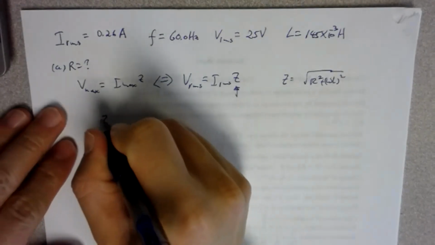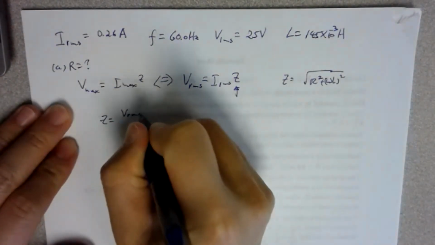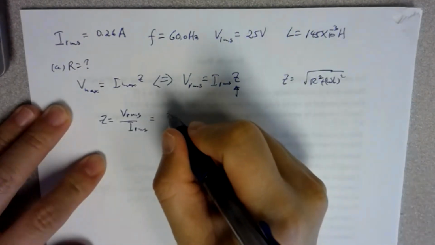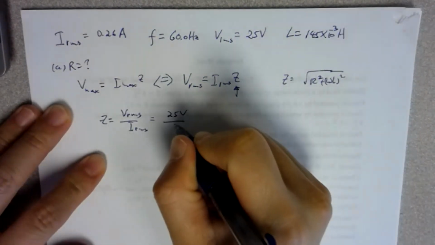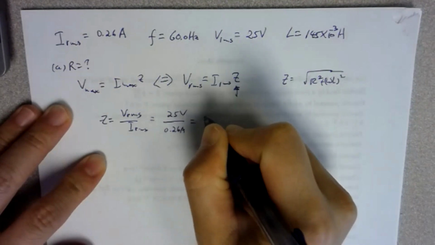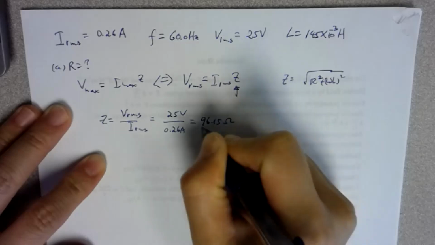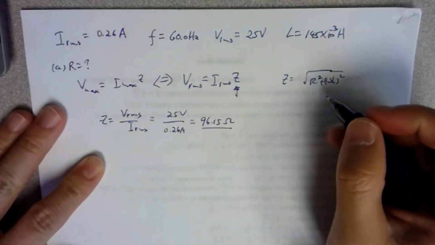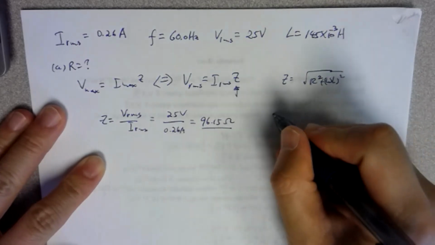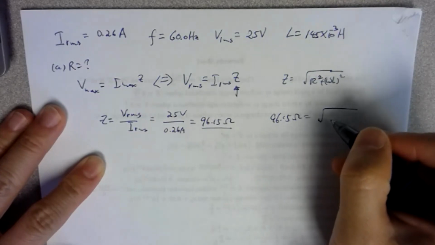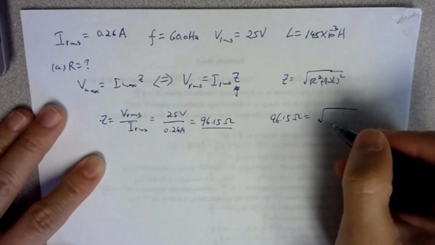So for Z, that is VRMS over IRMS, 25 volts over 0.26 amps. So that gives you 96.15 ohms, okay? Now this can also be written as that. So then we are going to set up that 96.15 ohms equals the square root of R squared plus, which is what we are looking for.